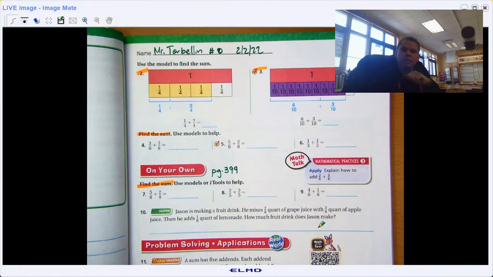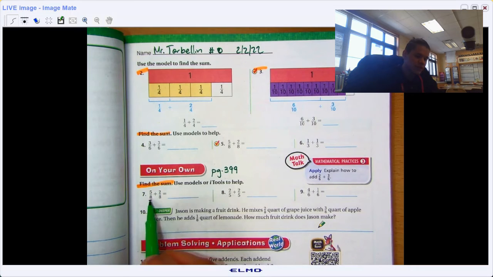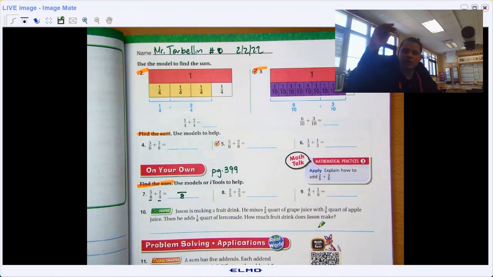All right, I am on page 399 in my GoMath workbook. We are going to take a look at number 7. The instructions read, find the sum. Use models or iTools to help. Okay, so there are models available in your classroom for you to help if you need that additional support. So we have 5/8 plus 2/8. Again, I've been saying this a lot, but when you have a common denominator, so our denominator is 8, let's go ahead and keep that 8 the same. All we have to do is worry about the numerator. I have 5 plus 2, and that gives me 7/8.